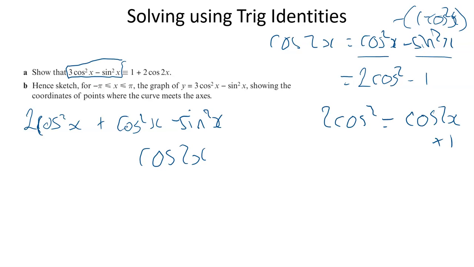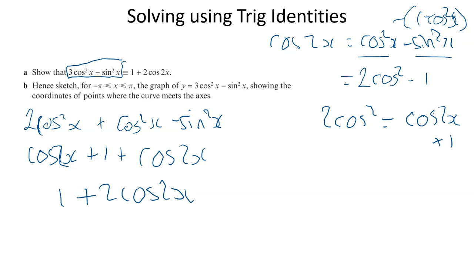And now this is going to work really nicely. So this is cos of 2x, that's 2x plus 1 plus this, and we can just put those together and say it's 1 plus 2 lots of cos 2x, and we get that.